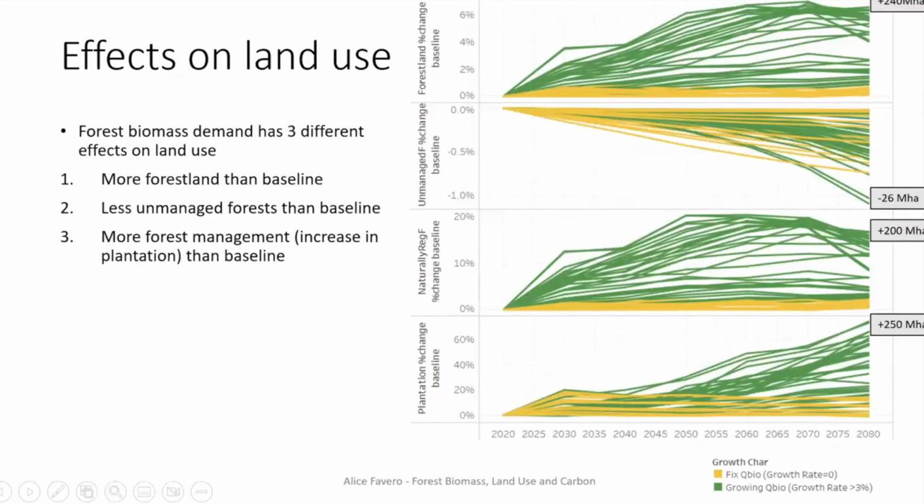On top here, you have more forest land than the baseline. Down here, you have less unmanaged forest than the baseline. Those are all changes as a percentage change. So we are talking about, by the end of the century, minus 26 million hectares at the global level. It's a tiny decline, but still a decline. More managed forests, both naturally regenerated, the one that is not as highly managed as plantation, and also more plantation. So overall, by combining these three categories into the total forest land, we have more forest land than the baseline.